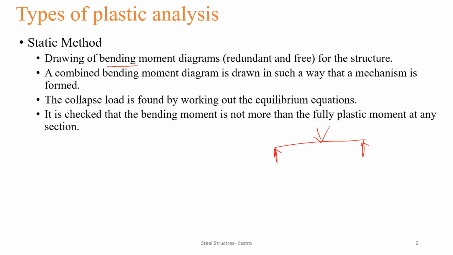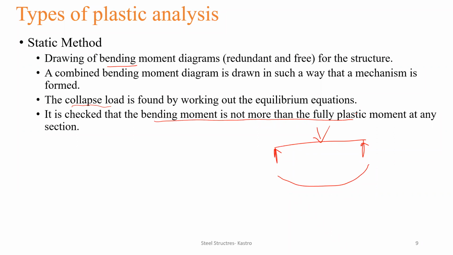After drawing the shear force and bending moment diagrams, you find out the maximum bending moment. If the Mmax value is very high, then you will say that whatever load is coming onto the member will make the structure collapse, right? If the maximum amount of bending is happening to the member, this load will destabilize the structure. That is what happens in the static method. And then, for the load that is causing the collapse of the structure, it is checked that the bending moment is not more than the fully plastic moment at any section.